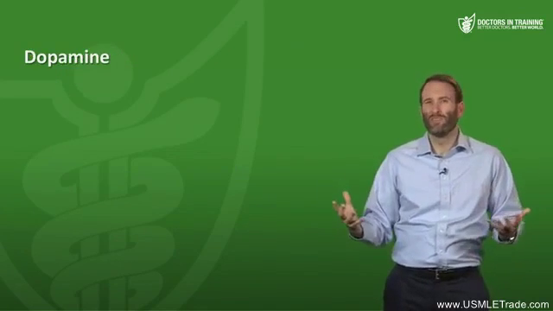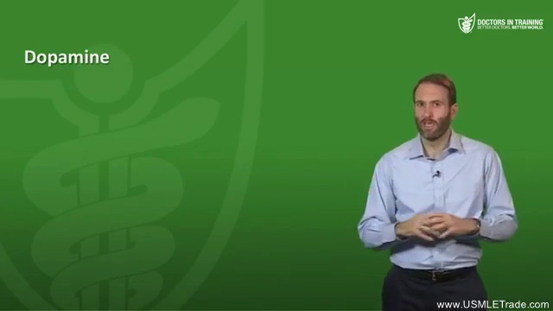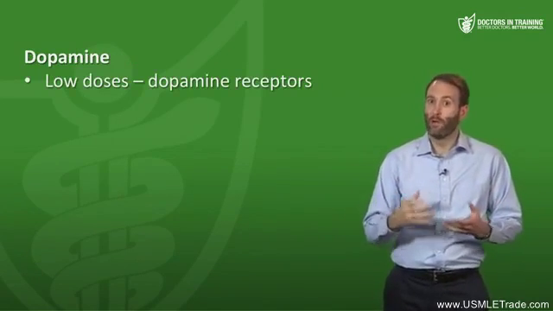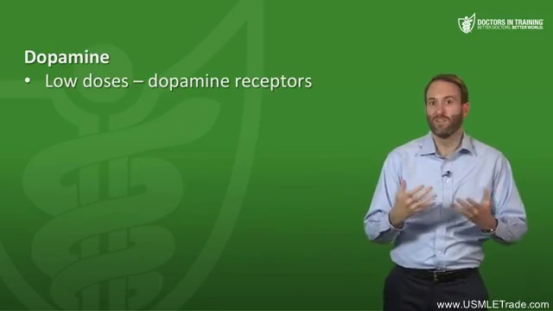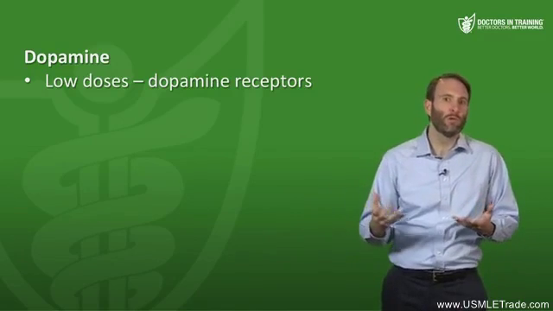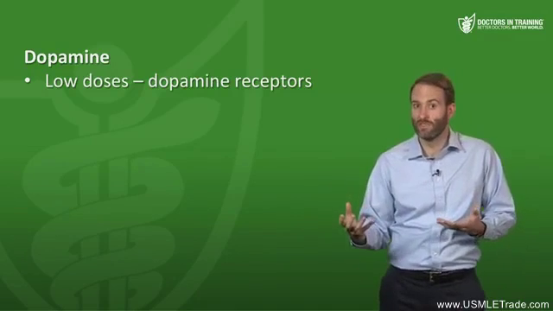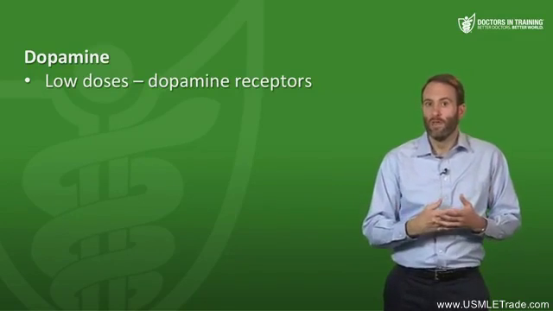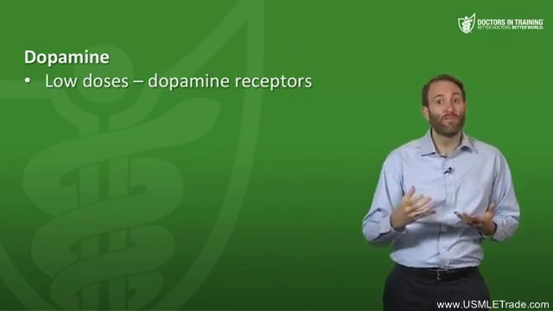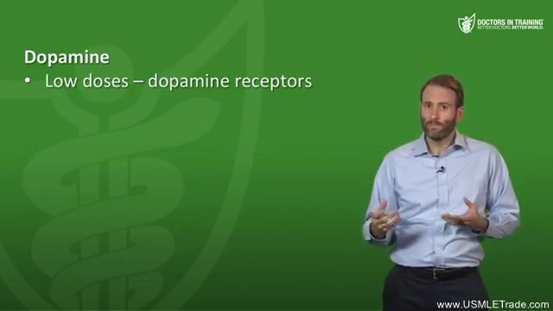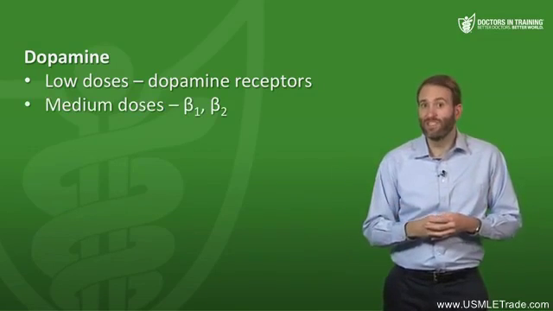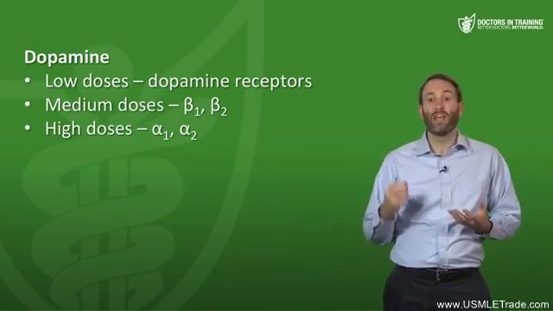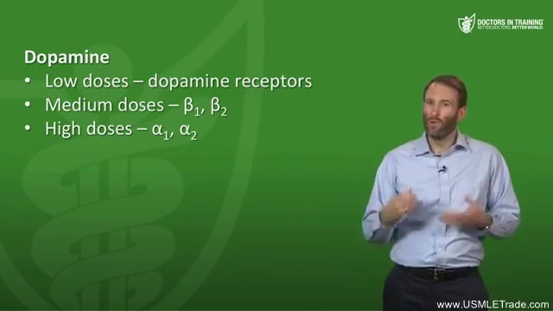Next, we have dopamine, which is a little bit of a different one, a little bit more complicated. At low doses, dopamine will stimulate dopamine receptors. Now, we haven't talked about dopamine receptors much in this lecture. Most of the time, we think of dopamine receptors as being in the central nervous system, being associated with things like schizophrenia and Parkinson's disease when you have problems. But we also have dopamine receptors in blood vessels and in the kidney as well. Now, at medium doses, we see stimulation of beta-1 and beta-2, and then at high doses, we stimulate alpha-1 and alpha-2.